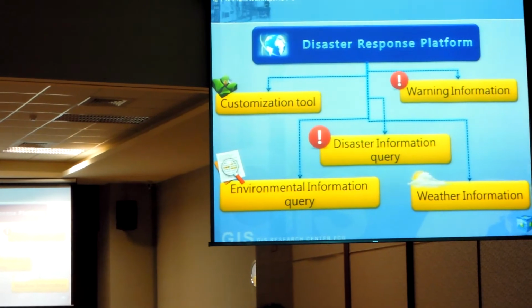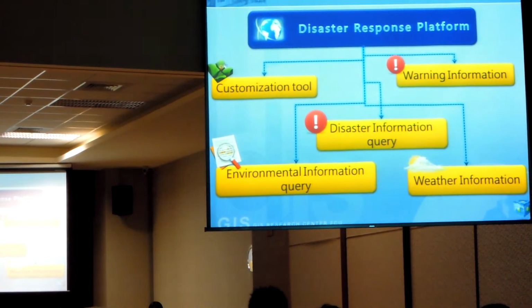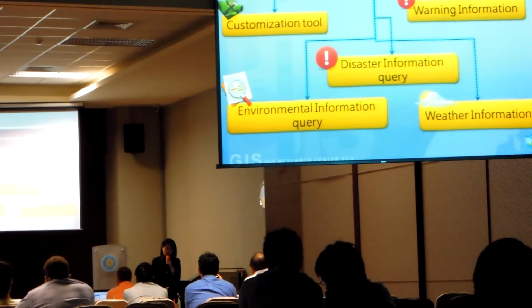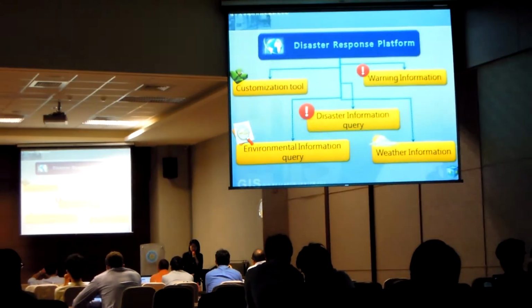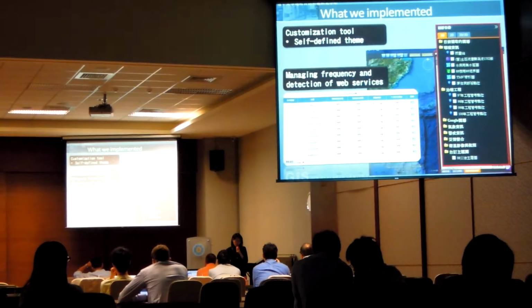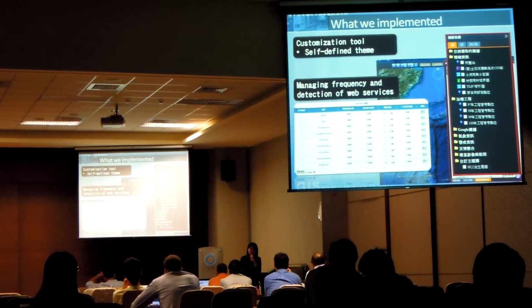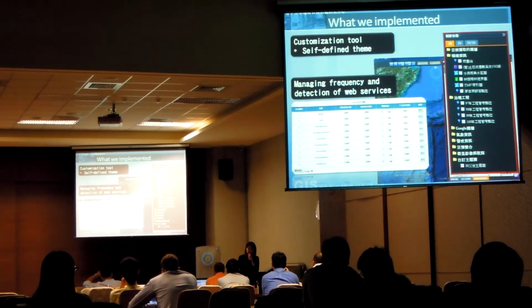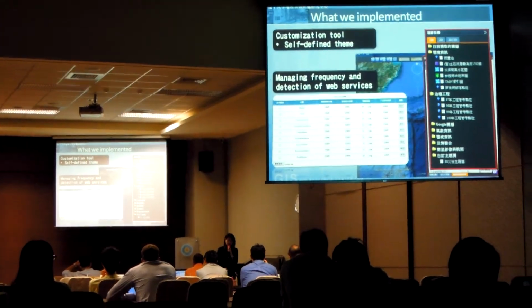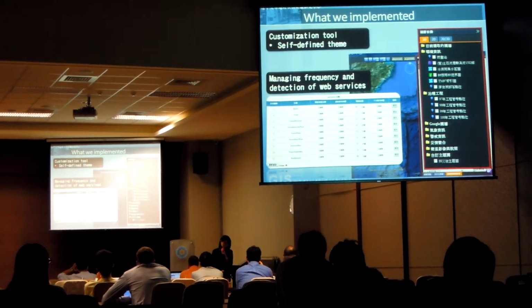The system includes the customization tool to manage the scene layers and web services, and the basic environmental information, weather condition, warning systems, and real-time disaster news are all provided through this platform. With the customization tool, the decision makers can customize their own scene layers and save them as a scene group. Also, decision makers can change the retrieving frequency of web services and detect if the web services are working well.